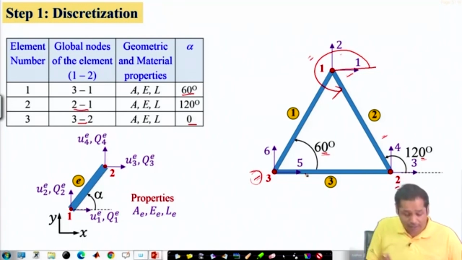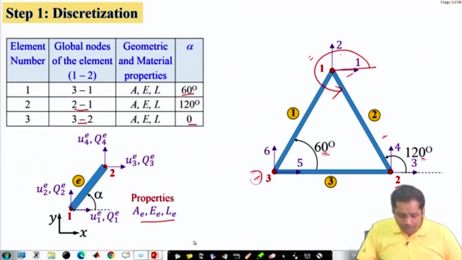And the properties for this truss problem, for all the members we have uniform properties. A is the cross sectional area, E is the Young's modulus, and L, for all the members L is the same.